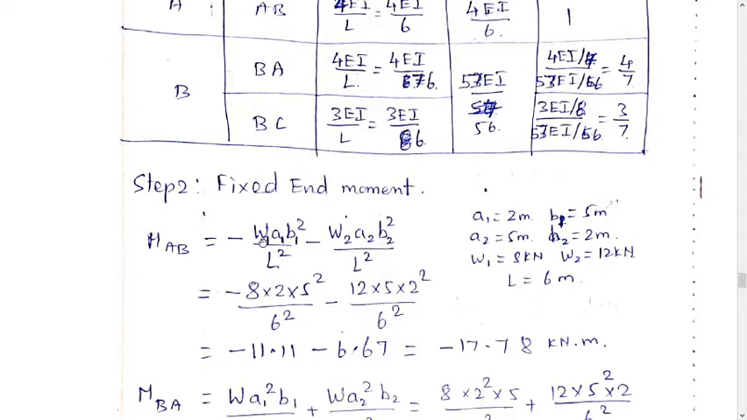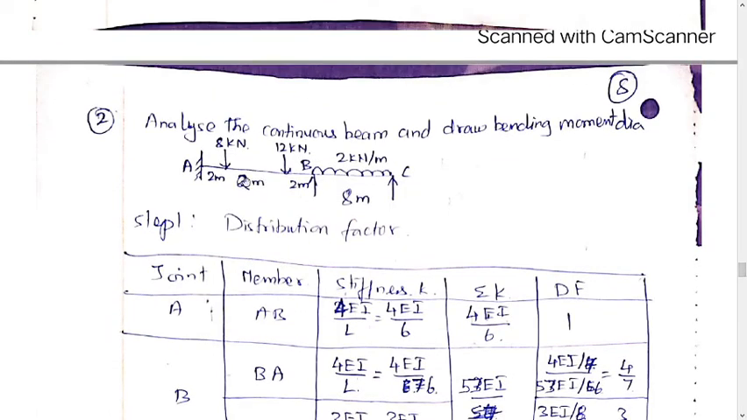Principle of superposition. Here you know that it is W a b square by L square, and here it is W a square b by L square, with the subscripts 2 and 1 accordingly. I have mentioned the denominations here. You can see that A1 is 2 meters, A2 is 5 meters. Actually this is 3 meters, this is not 2, this is 3. So here it is 2 meters. A1 is 2 meters and B1 is 5 meters. For this, A2 is 5 meters and B2 is 2 meters.